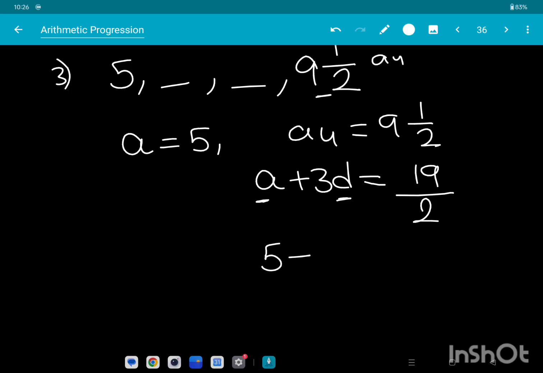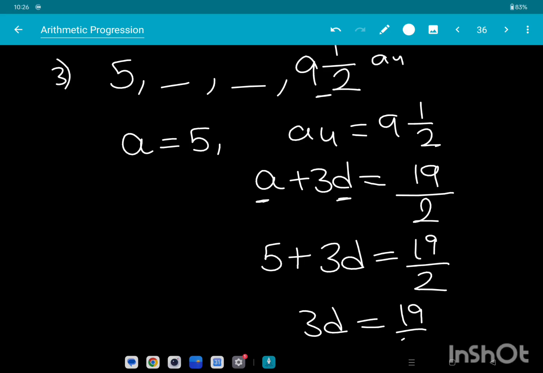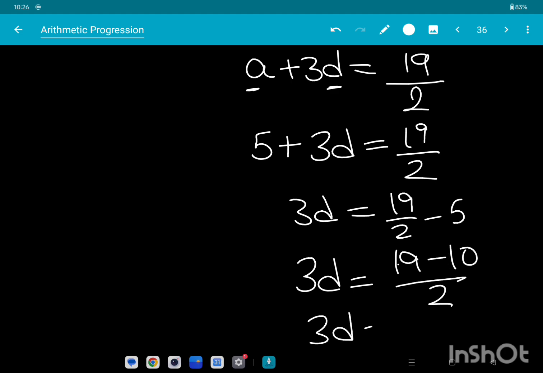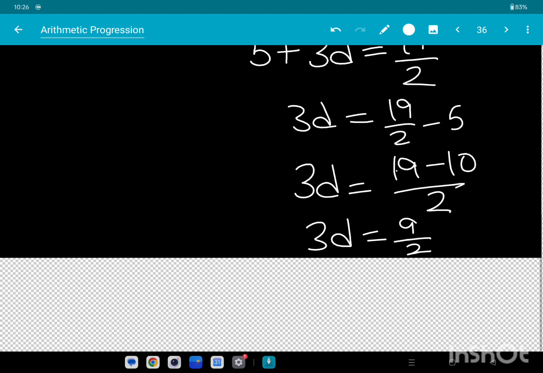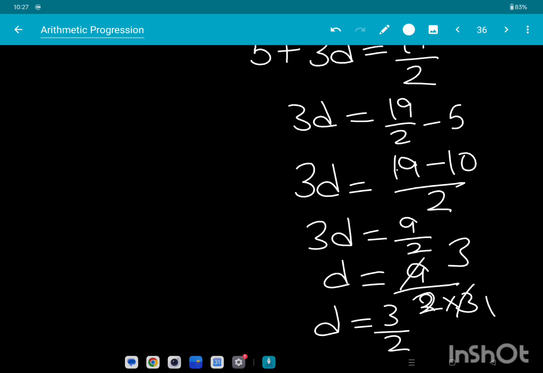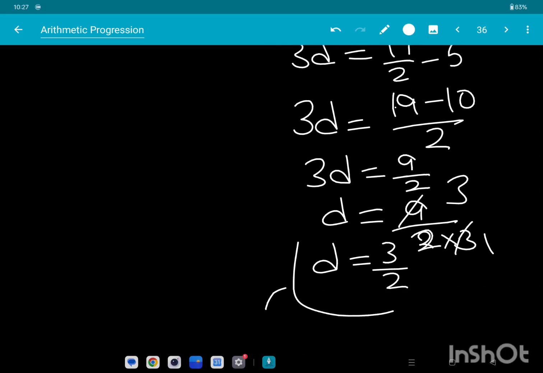So the A value is 5 plus 3D is equal to 19 by 2. 3D is equal to 19 by 2 minus 5. So 3D is equal to, 2 fives are 10, 19 minus 10 divided by 2. 3D is equal to 9 by 2. D is equal to 9 by 2 into 3. So I can directly cancel, 3 ones are 3, 3 threes are 3. So I got the D value is equal to 3 by 2. Right. So here the D value is 3 by 2.